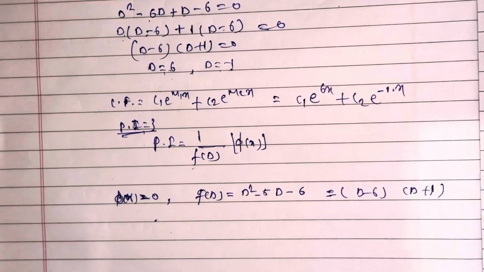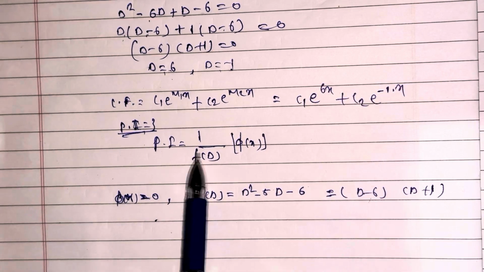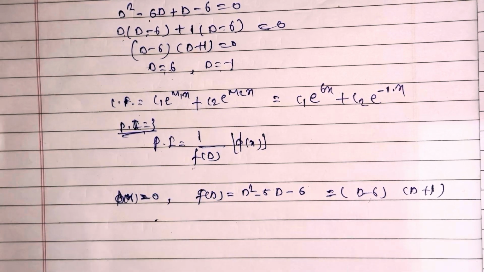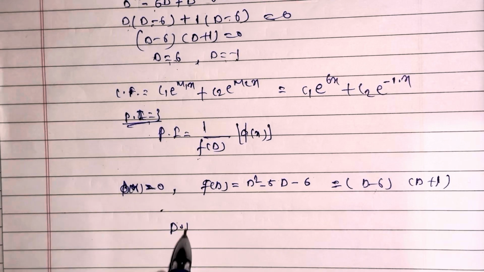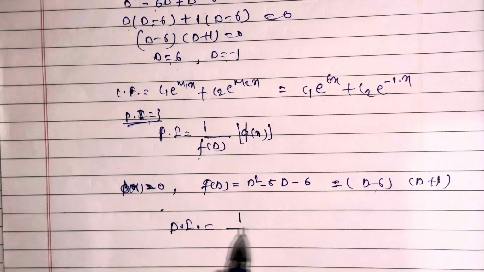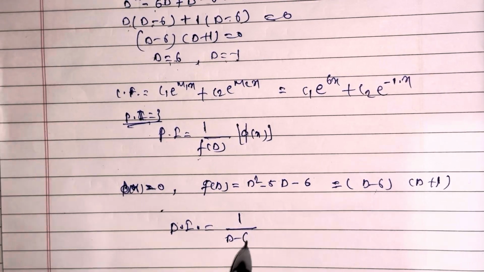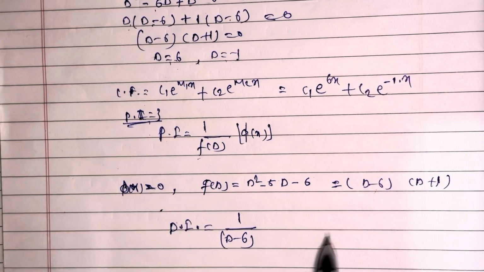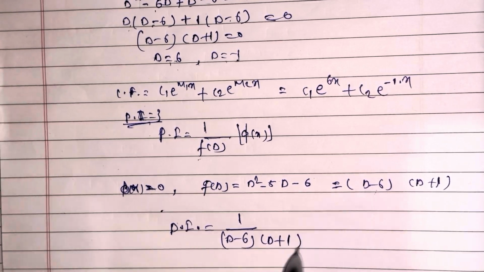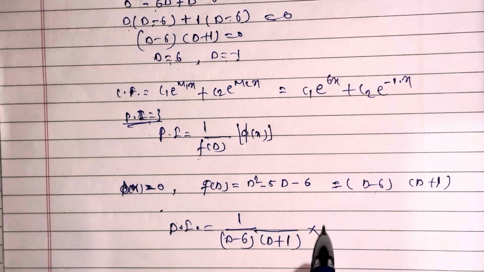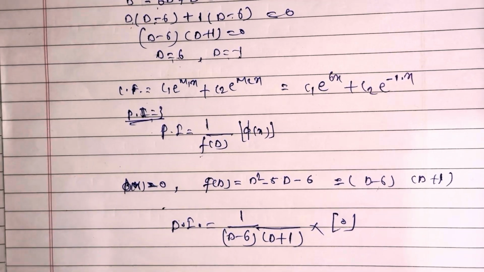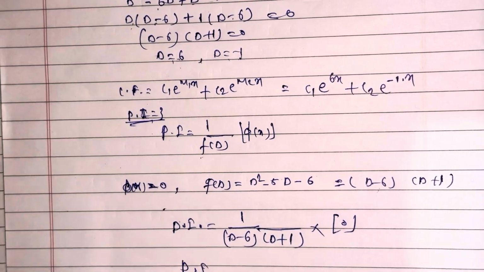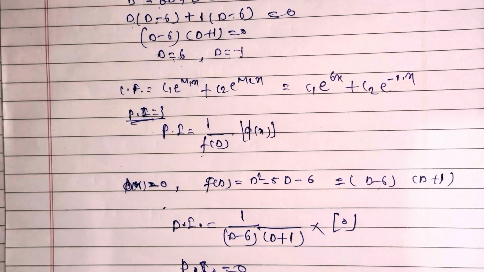Let's go for substitution of the values. Put f of D here and phi of x here, and you will get the particular integral. So the particular integral we write as 1 upon f of D, where f of D is (D minus 6)(D plus 1), multiplied by phi of x. What is the value of phi of x? Which is 0. So we get the particular integral as 0.